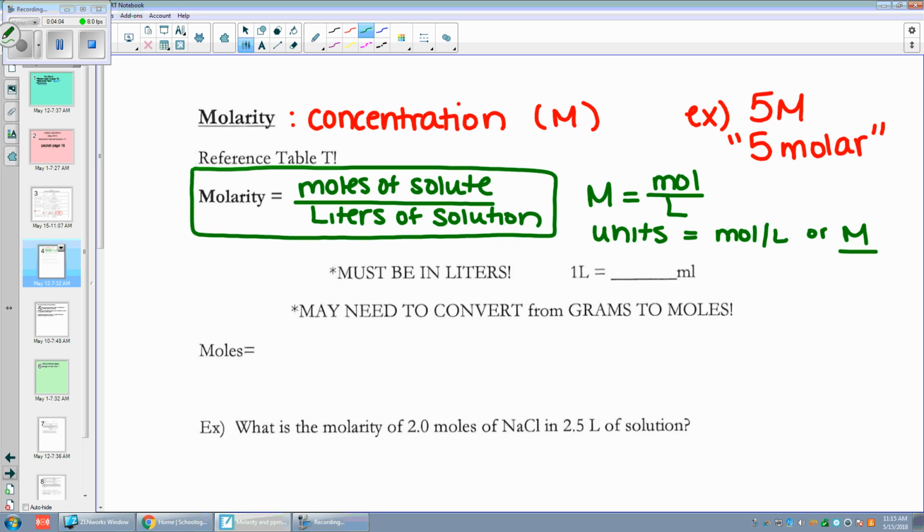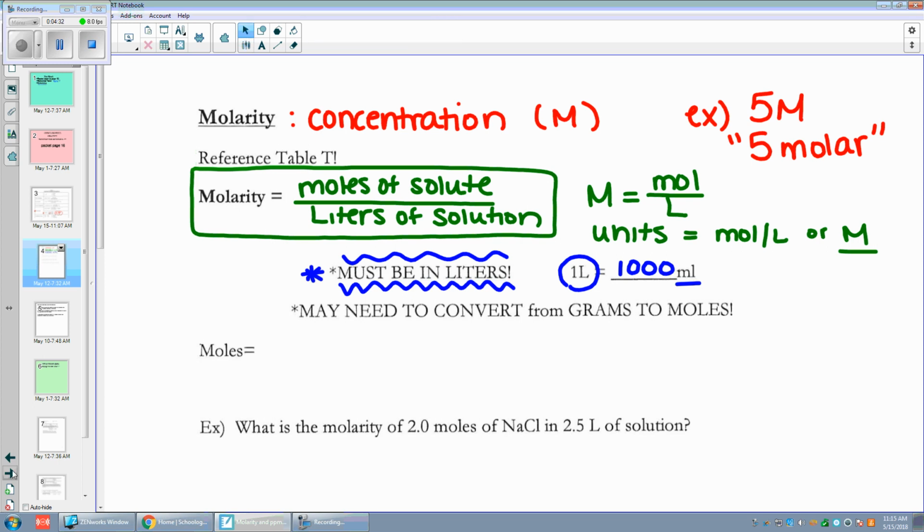The important thing to remember is that it must be in liters. It has to be in liters. This is super important. So if they give it to you in milliliters, you want to be careful. Remember that 1 liter equals 1,000 milliliters. You may need to convert. It must be in liters. There's already a star. I'm going to add another one. Because in this equation there are moles, I may also need to convert from grams to moles first to get me there. That will be important to remember.